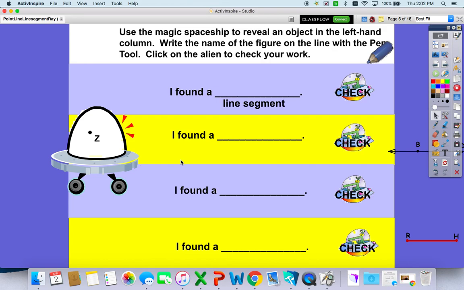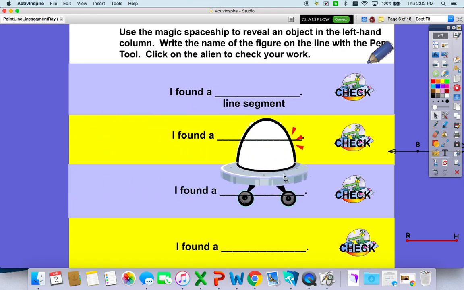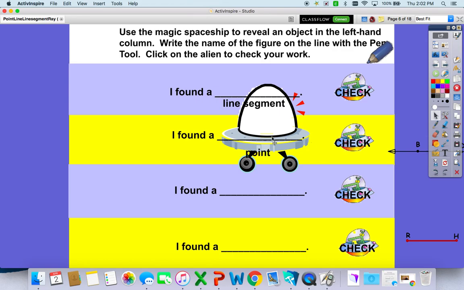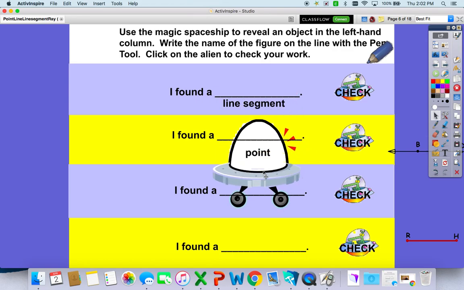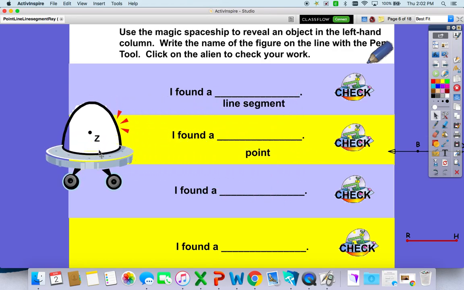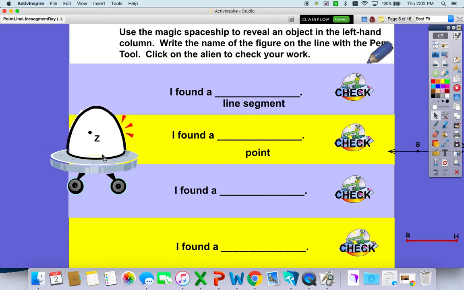Okay, take a minute and turn to someone and tell them what you think this is called. If you said this was called a point, you are correct. And I would name this by the point letter. This is point Z.